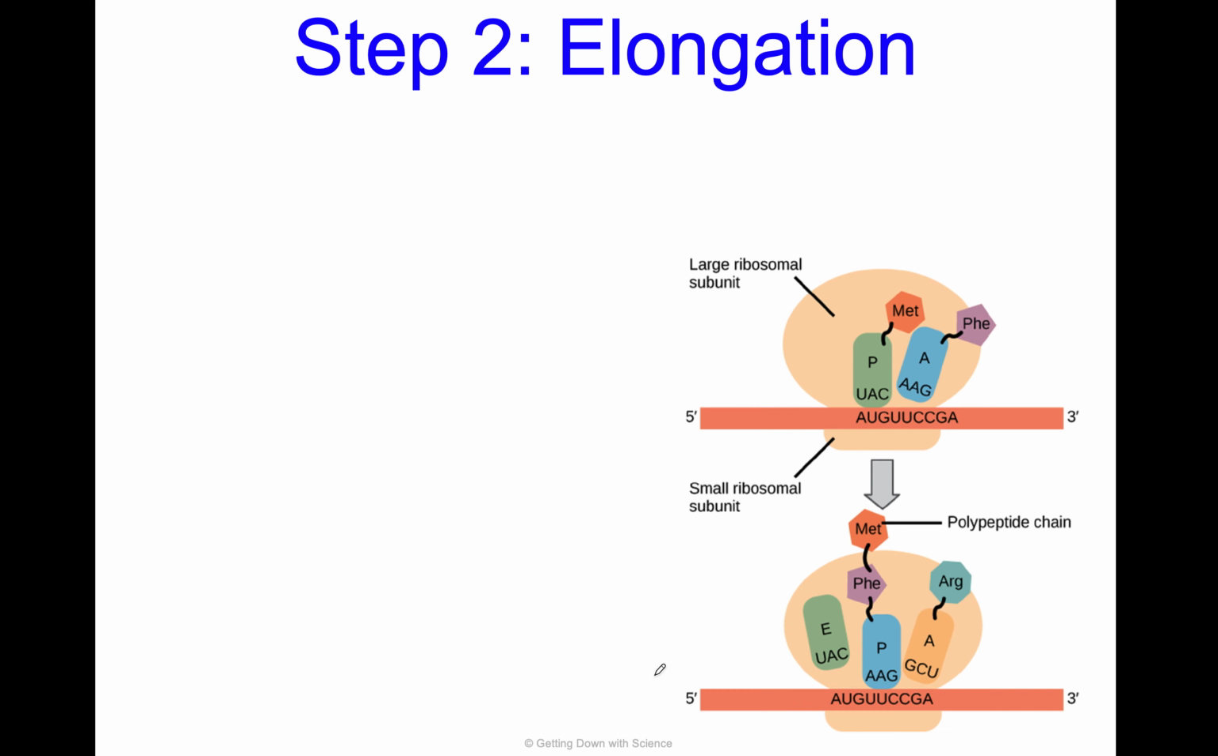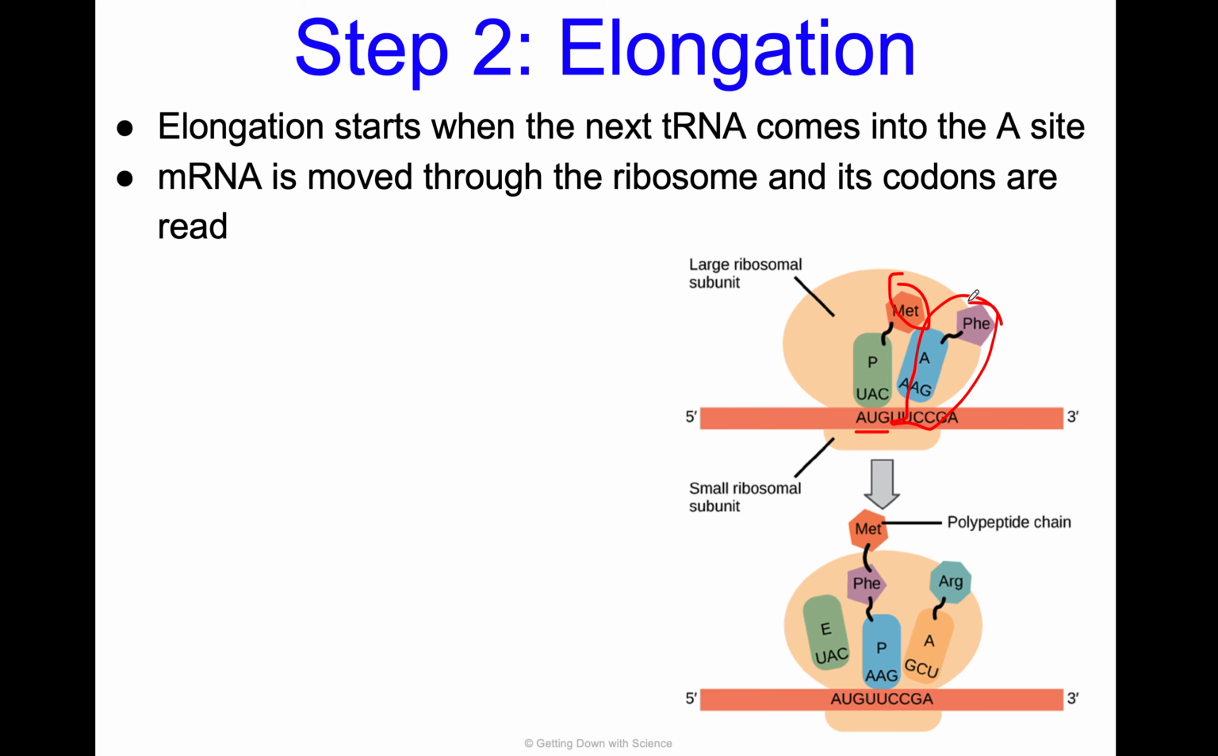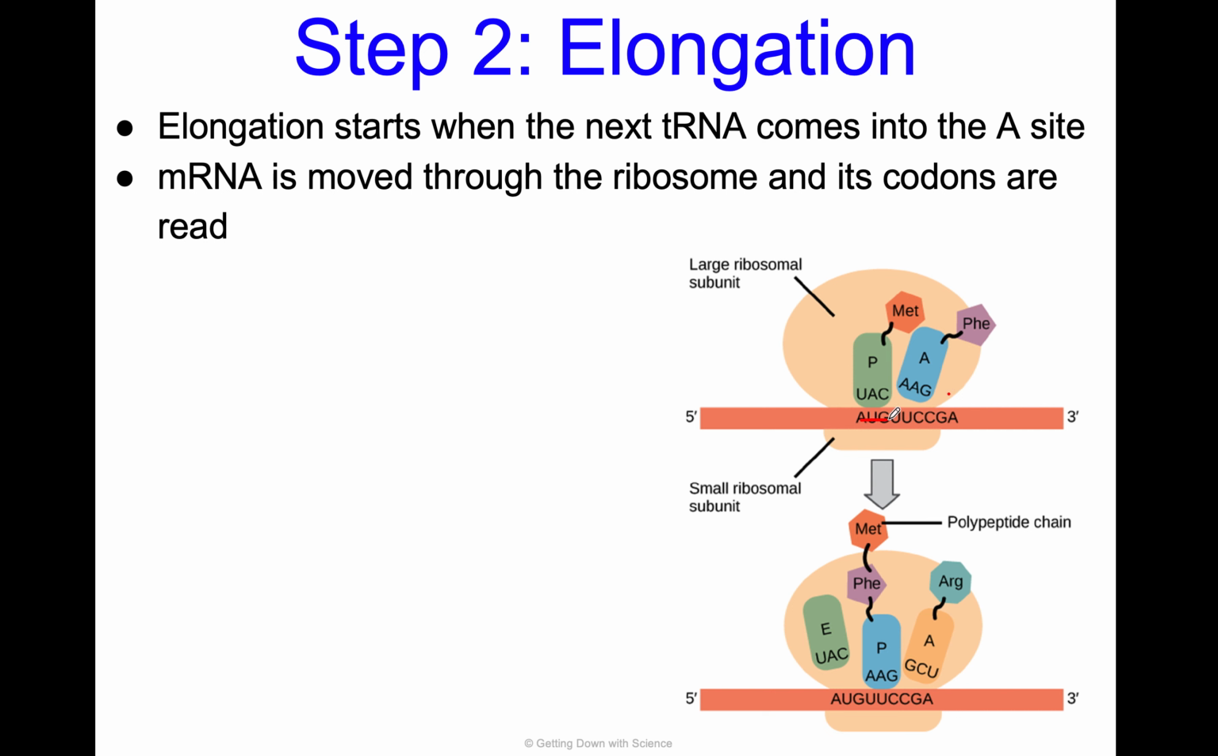Step 2, elongation, making it longer. So elongation starts when the next tRNA comes into the A site. So you can see here we have our methionine, we have our AUG start codon. Now we have the next tRNA coming into the A site. RNA is moved through the ribosome and its codons are read just one at a time. So AUG starts and it just sort of moves down in this direction.